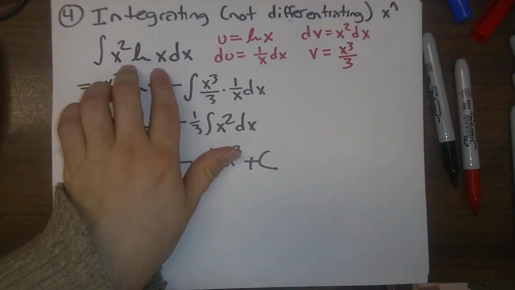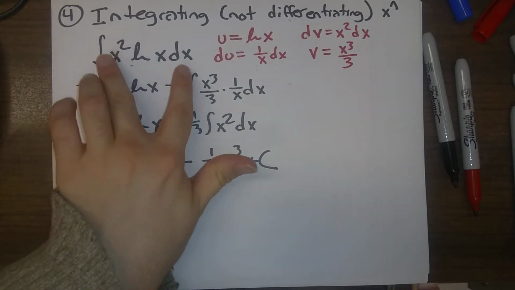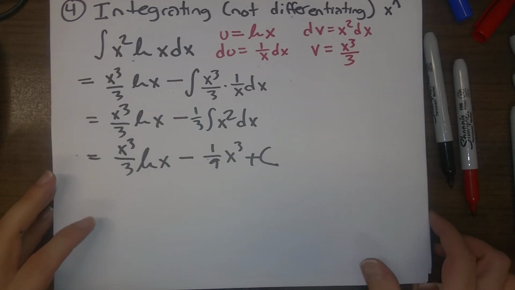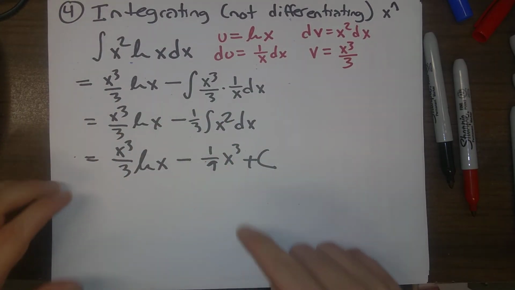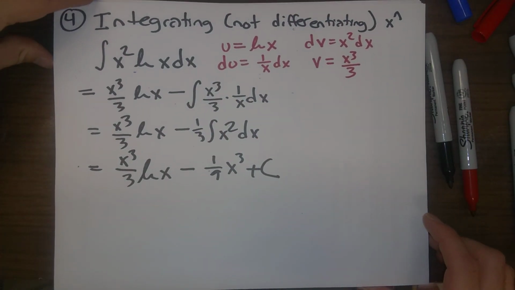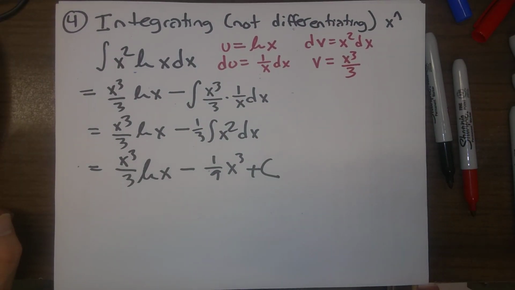And so we calculate this out. u is natural log x, dv is x squared dx, so u times dv is equal to x squared log x dx. And so we write down this line, and that integral is easy for us to do. Okay, so that's a quick overview, a quick summary of integration by parts.